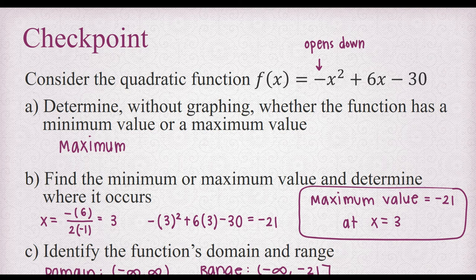So domain's always the same. The range, because it is opening down, it's going to hit all those negatives. The highest it's going to get is negative 21, which is included.